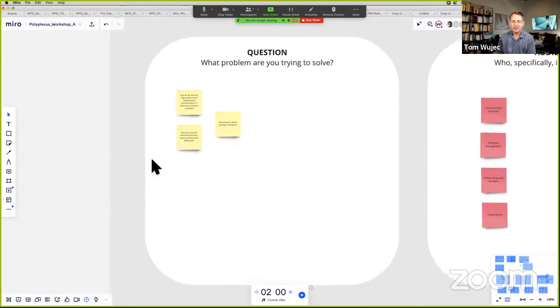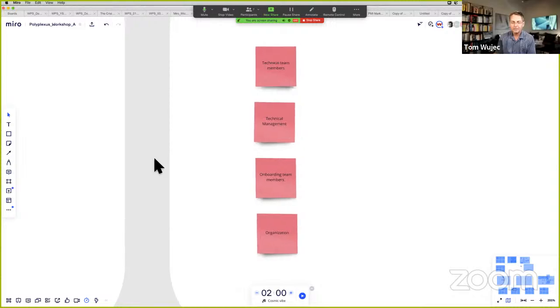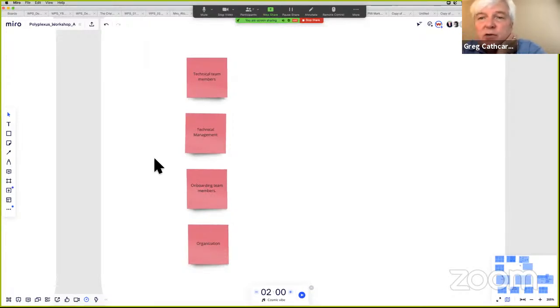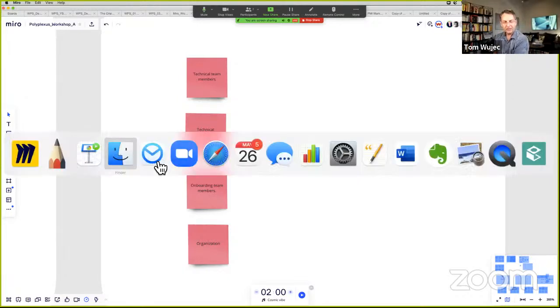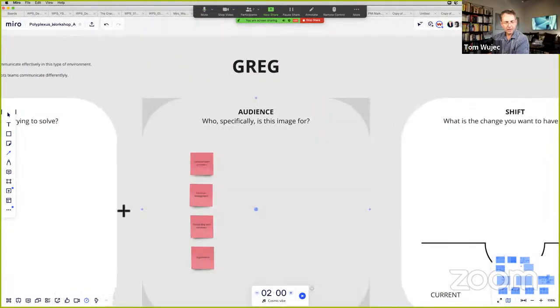Okay. Next, Greg. That's great. Okay. Who's this for? Essentially, these are the individuals that would need to be involved in the communications process for a technical moonshot. And so we have the technical team members themselves, onboarding team members, technical management, and the organization as a whole. Great. I'm going to give you a different one for you to fill out. Actually, I'm going to create a little diagram here for you, which looks like that.